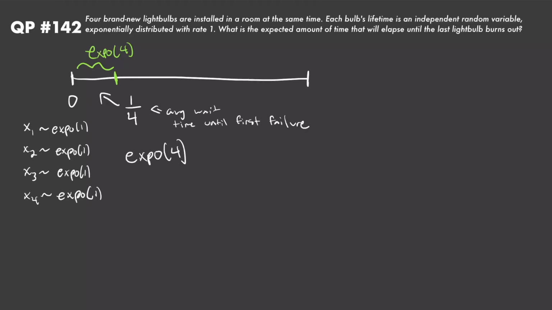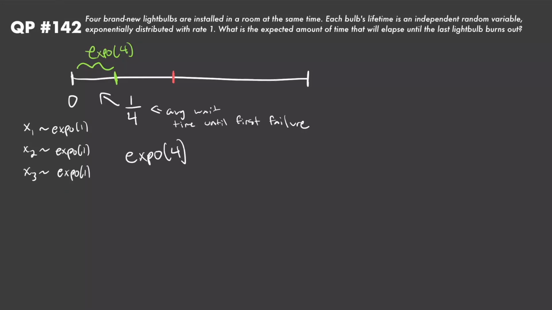So now what is the average wait time until the second failure? Well, once one of our light bulbs has burned out, we're not going to reinstall a new one, so we just lose one of these, right? The process ends. So right at the point of first failure, we have 3 light bulbs remaining, and now what is their wait time until the next one of those fails?